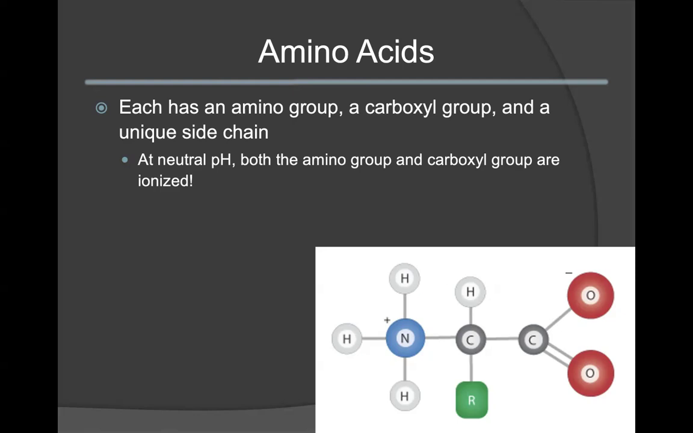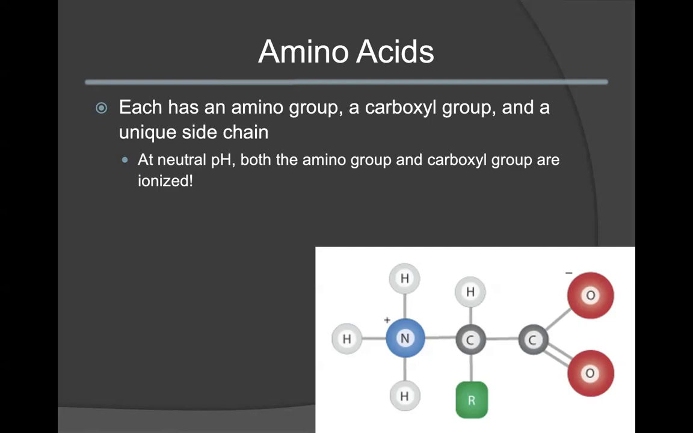If you take a look at the diagram to the bottom right, you will see that you have a carbon that's attached to a hydrogen and also an R group. This R group refers to the side chain involved, and it is going to be unique for each amino acid.